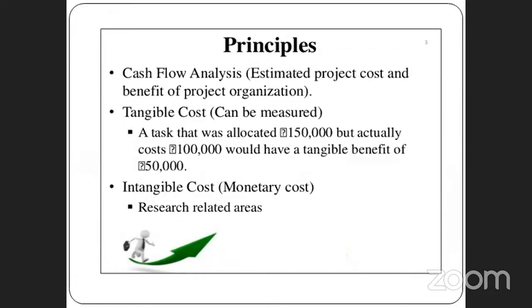Okay, whether we will be a beneficiary or a loser. The second one is tangible cost and intangible cost. Tangible cost means you can measure it. For example, providing a salary to an engineer or to the workers should be measurable. Okay, intangible means monetary cost.